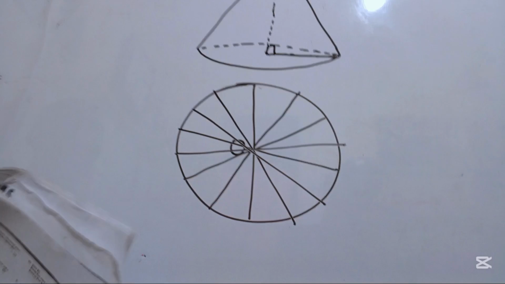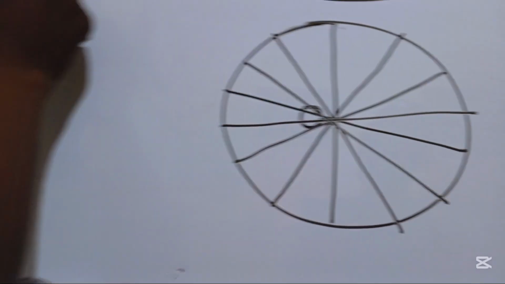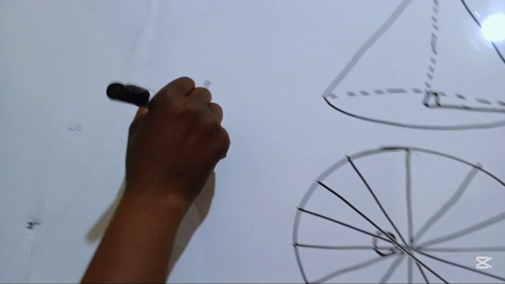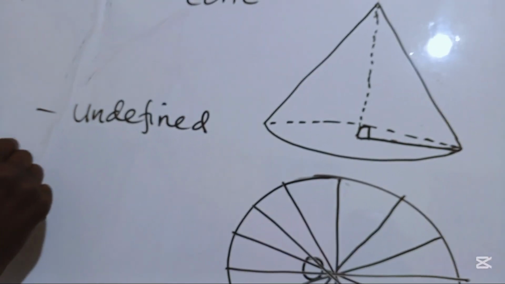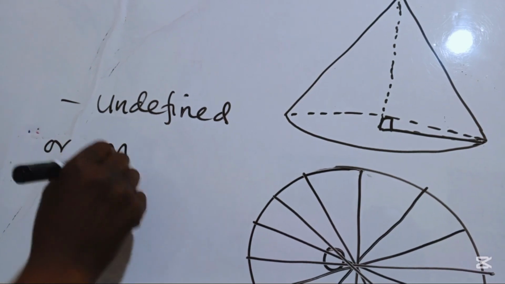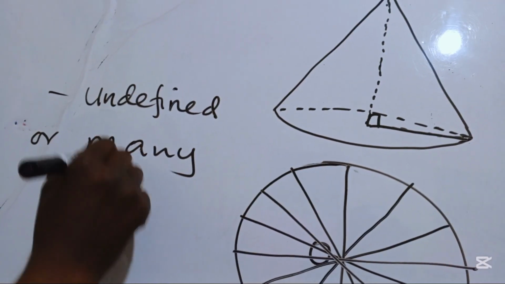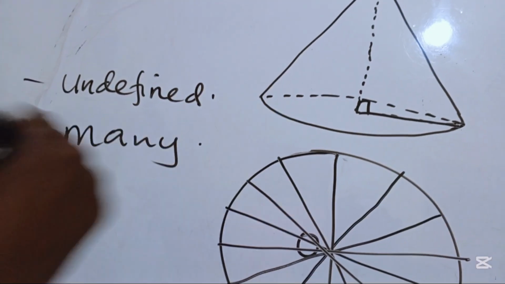If they ask you how many, the following are possible answers you can say. You can say they are undefined. That is number one. Or you can use the word "many." That's all. These are the two possible answers.